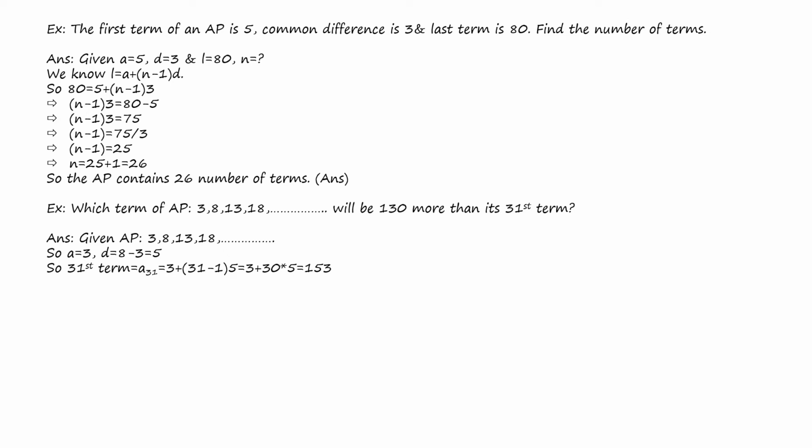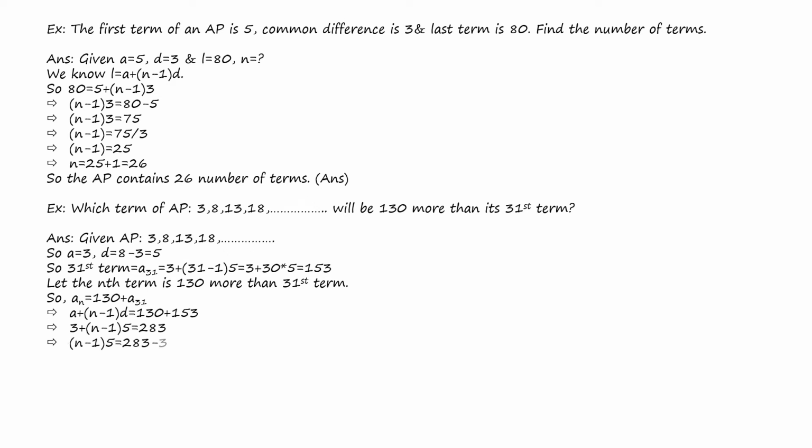So what is the 31st term? a31 equals 3 plus (31 minus 1) times 5, which is equal to 153. Let the nth term be 130 more than the 31st term. So an equals 130 plus a31. We know an is represented as a plus (n minus 1) times d. So a plus (n minus 1) times d equals 130 plus 153.